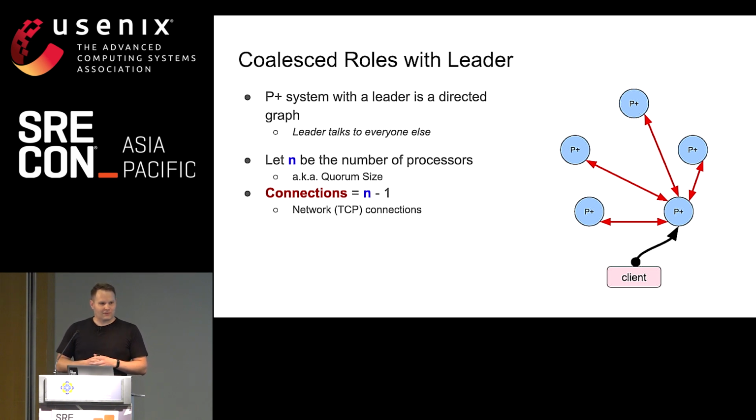If we have a leader and we decide that only the leader can make progress, then only the leader needs to talk to everyone else. So that means we can have a significantly reduced number of connections between these processors. So with the same quorum size, we have much fewer connections, and this would be n minus 1 connections for a quorum of n.